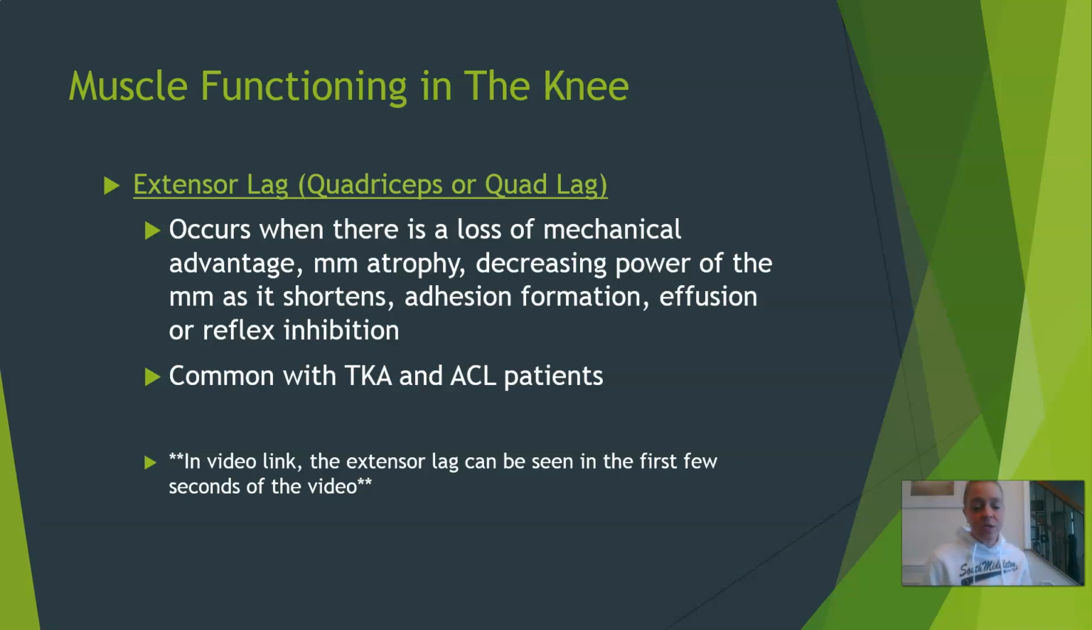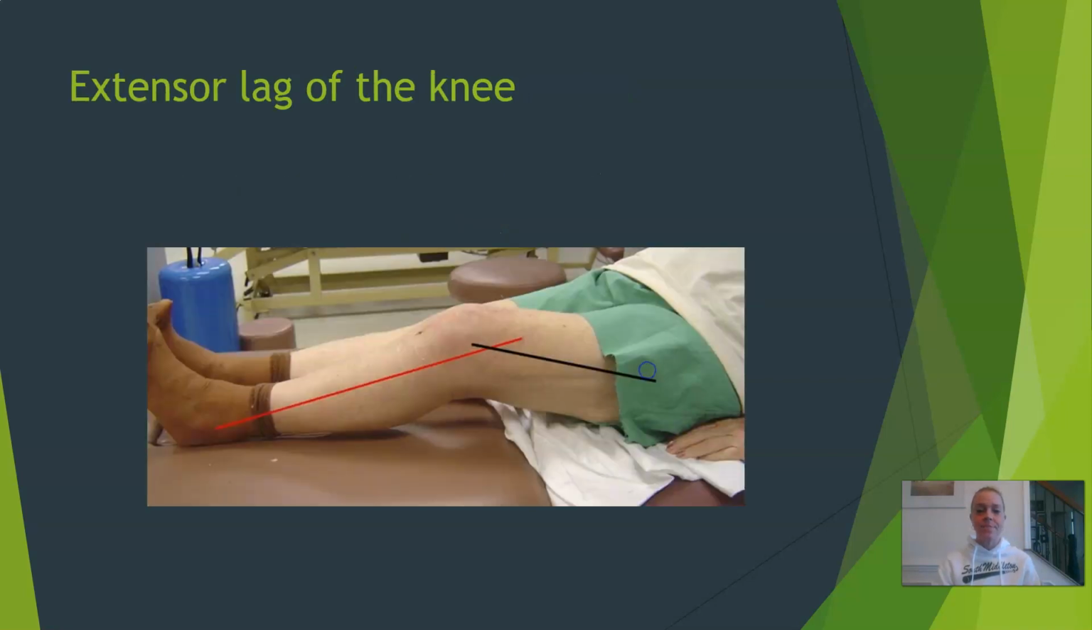So one thing we can do is measure this with a goniometer, how much extension lag is present, and then theoretically, hopefully as that patient gets stronger and stronger, we start to see less and less extensor lag. So watch this little video. You can watch it the whole way through. It does show the patient doing several straight leg raises. But again, you get a pretty good picture of what it looks like within the first couple of seconds.